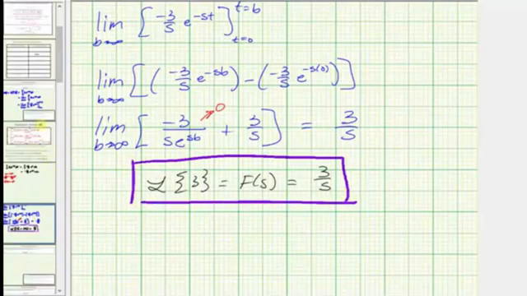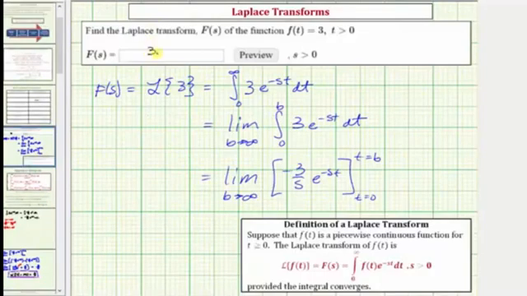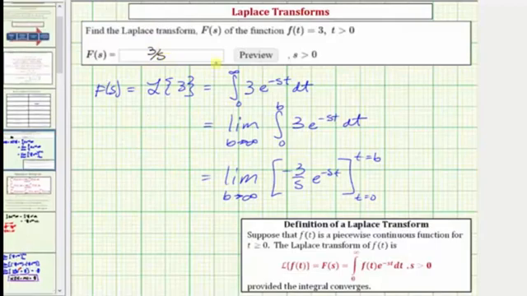So going back to our first slide, of course we enter 3 divided by s. Now I do want to mention, after we do several examples, we'll stop using the limit definition to determine Laplace transforms, similar to how when we first found derivatives, we used the limit definitions, but then we started using a table of derivatives. And just like there's a table of derivatives, there's also a table of Laplace transforms.